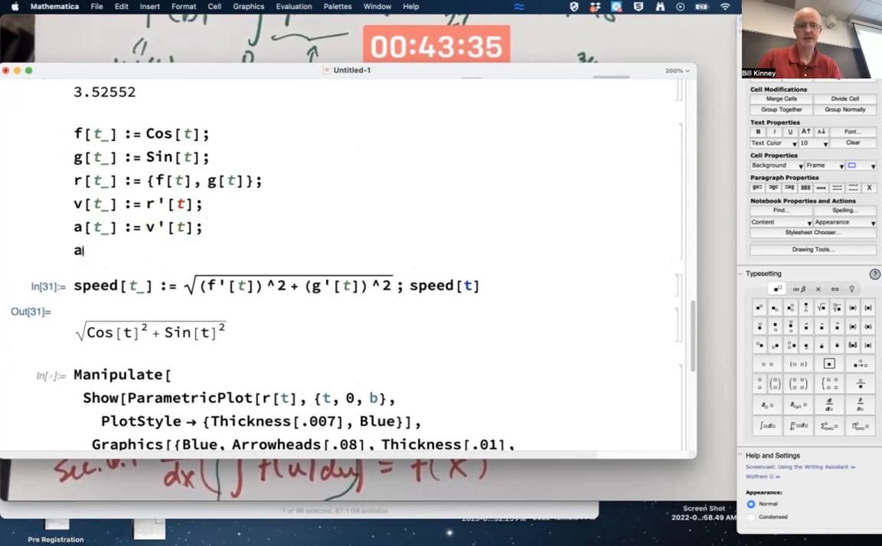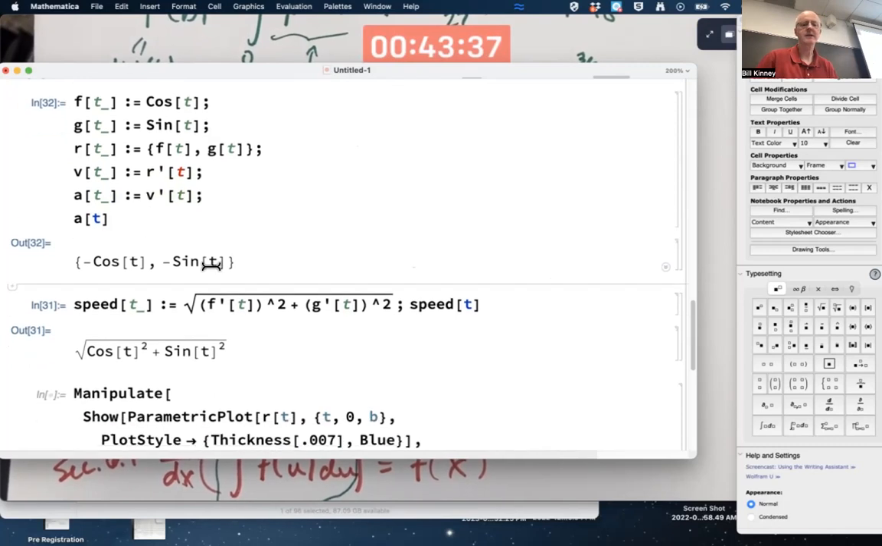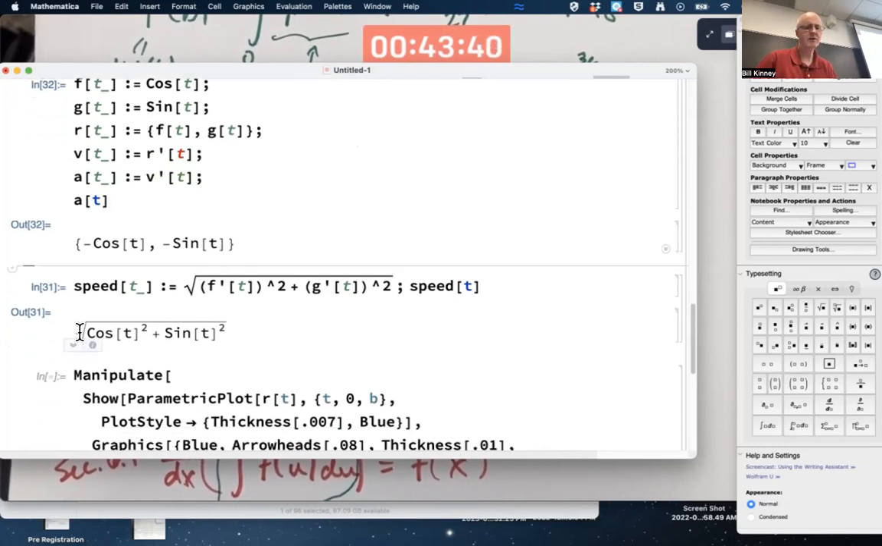Yeah, and what is a of t? That's right. The speed is the square root of cos squared plus sine squared. Mathematica didn't simplify to get that. You know that's 1, always, for all t. This is uniform circular motion at a constant speed.